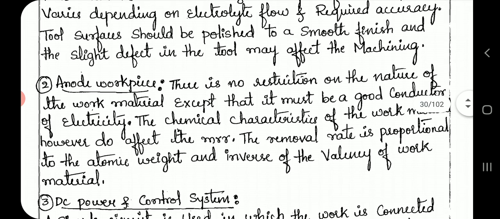Anode workpiece. There is no restriction on the nature of the work material except it must be a good conductor of electricity. The chemical characteristics of the work material, however, do affect the material removal rate. The removal rate is proportional to the atomic weight and inverse of the valency of the work material.